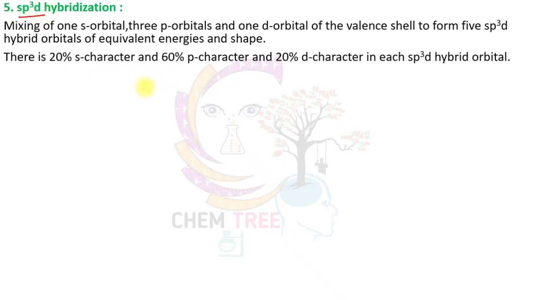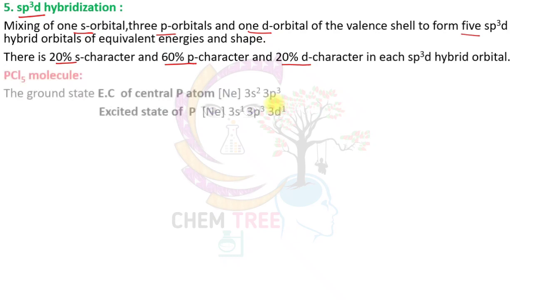sp3d hybridization. In this hybridization, 1 s orbital, 3 p orbitals and 1 d orbital are intermixed, which produces the 5 sp3d hybrid orbitals. It has 20% s character, 60% p character, and 20% d character. For example, phosphorus pentachloride PCl5. In this, phosphorus is the central metal atom.